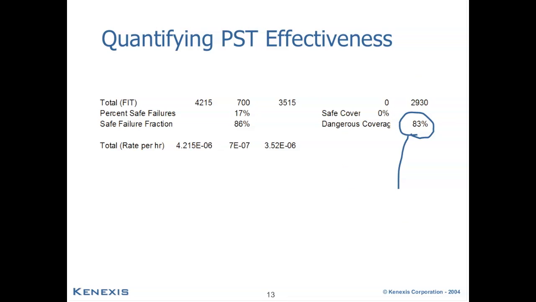Summing everything up on the next slide here, we had an overall failure rate, and then we split that failure rate into the safe and dangerous components. Of the dangerous components, we had 3515 FITs. And of that 3515, we determined that 2930 of those are detectable. So we divide 2930 by 3515, and that gives us a diagnostic coverage of 83%.